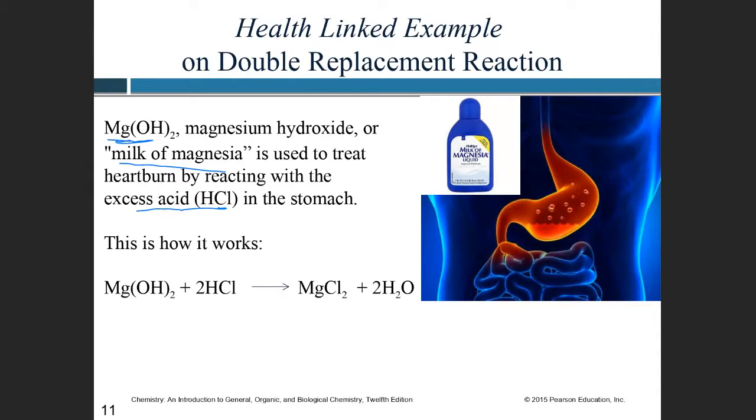is the magnesium hydroxide, and this is the positive ion. This is an ionic compound, and this is the HCl. So the H is positive. So in this case, they are going to switch between each other to give magnesium chloride and water.